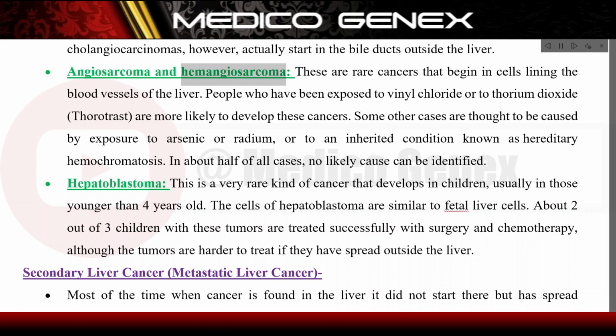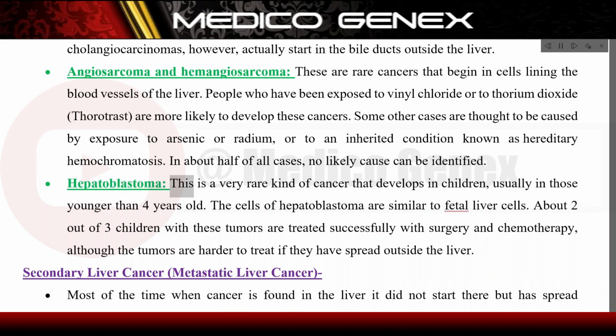Angiosarcoma and hemangiosarcoma. These are rare cancers that begin in cells lining the blood vessels of the liver. People who have been exposed to vinyl chloride or to thorium dioxide, thorotrast, are more likely to develop these cancers. Some other cases are thought to be caused by exposure to arsenic or radium, or to an inherited condition known as hereditary hemochromatosis. In about half of all cases, no likely cause can be identified.